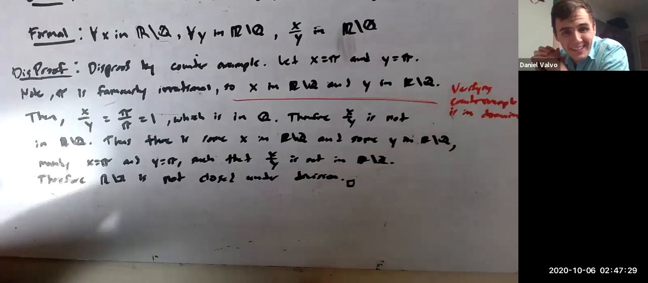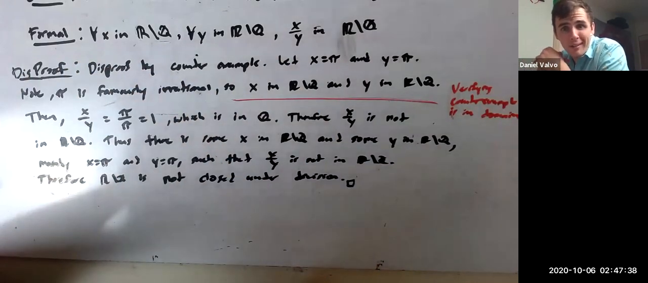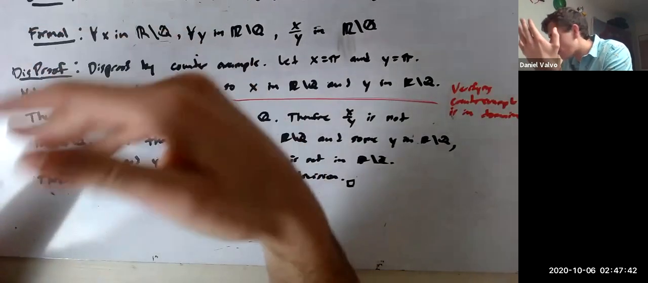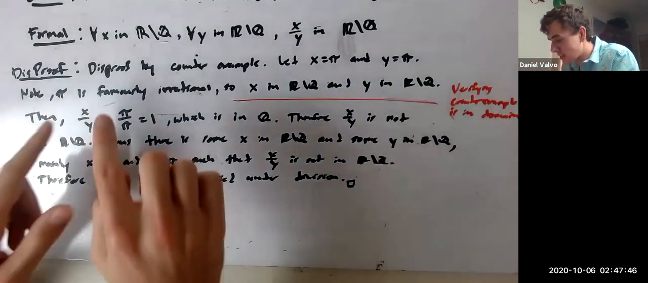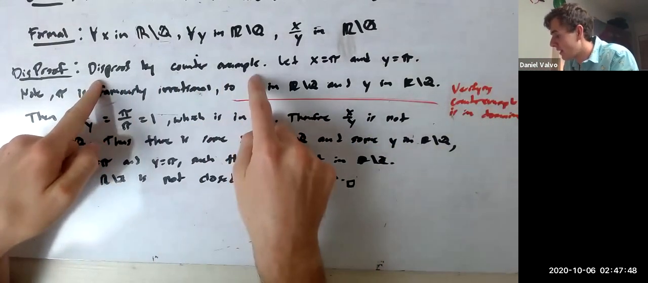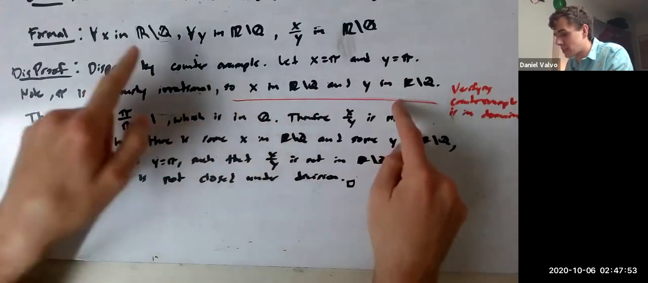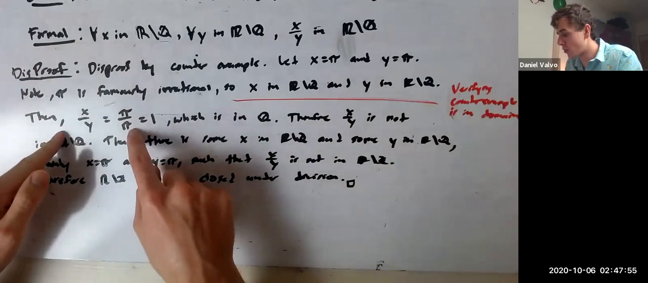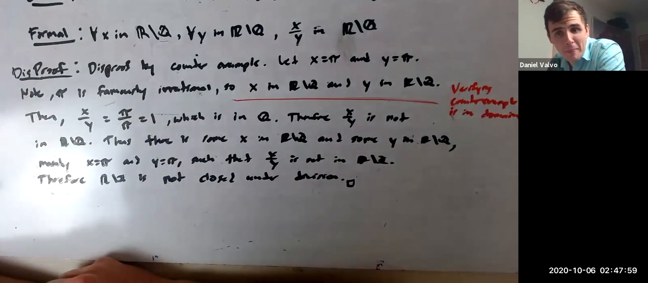Any questions? I think this is pretty straightforward, right? In the one case it fails, pi. And then really formally, what you do is you say disproof by counterexample. You need to say that. You point out what the counterexample is. You verify the counterexample is actually in the domain you care about, and then you show that it fails the condition. And that's your proof.